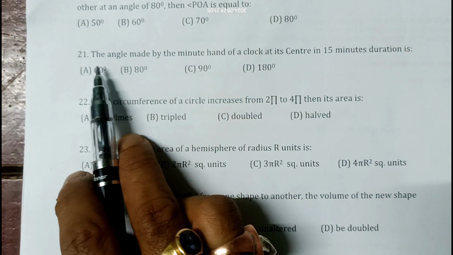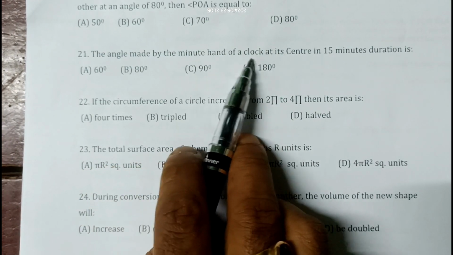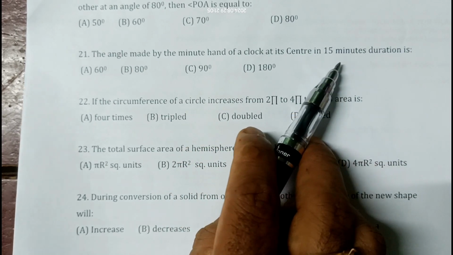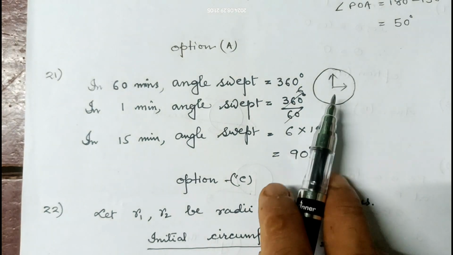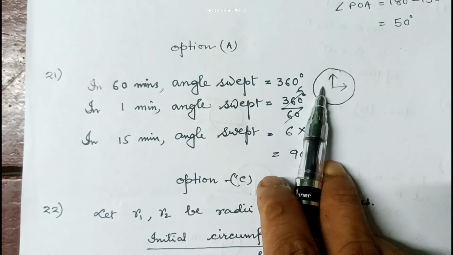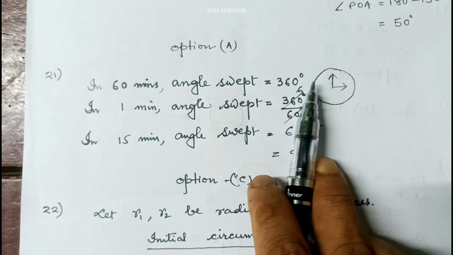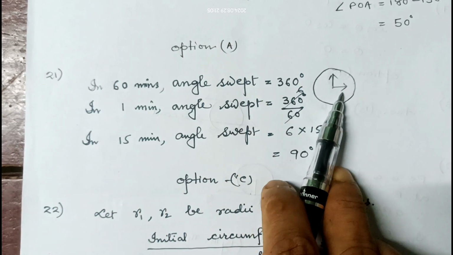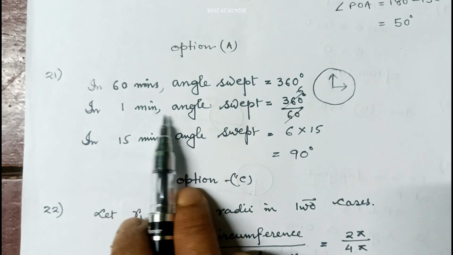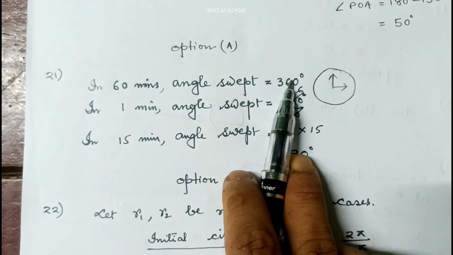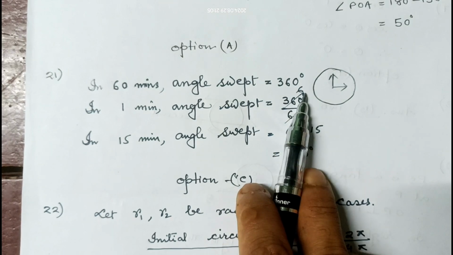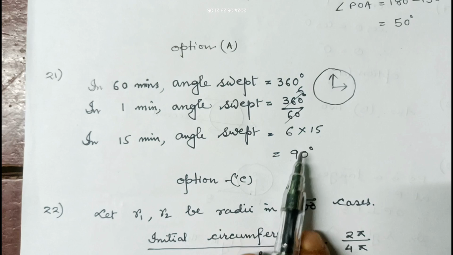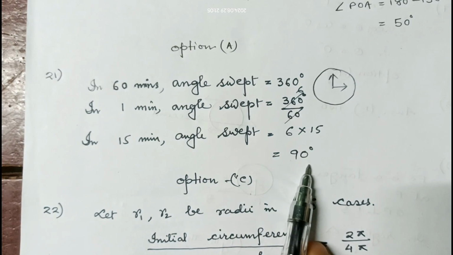In question number 21, it is given that the angle made by the minute hand of a clock at its center in 15 minutes duration is, we have to find in 15 minutes what is the angle swept. We know when the minute hand rotates totally in one total round, it covers 360 degree. So we can write in 60 minutes angle swept by the minute hand will be 360. So in 1 minute angle swept will be less. So it will be 360 divided by 60, which will give 6. Therefore in 15 minutes angle swept will be 6 into 15, that will give 90 degree. So correct option is C.